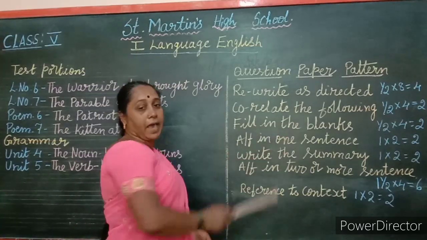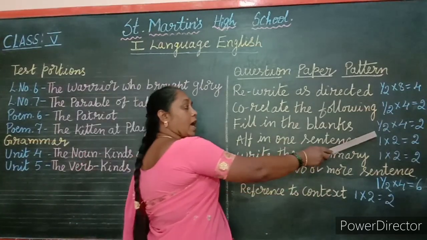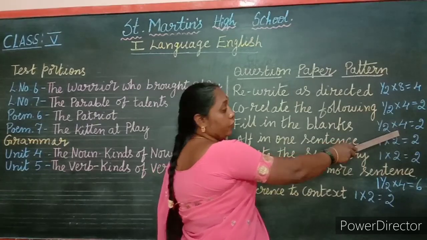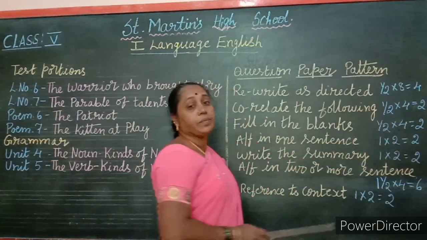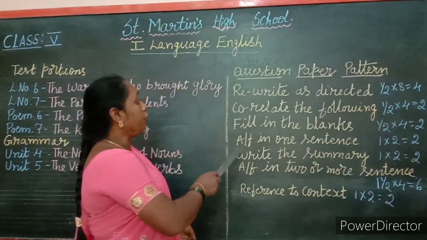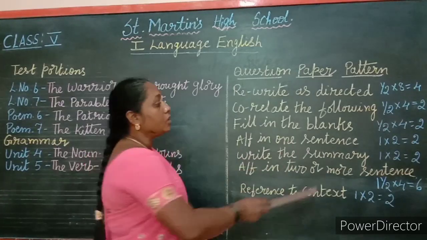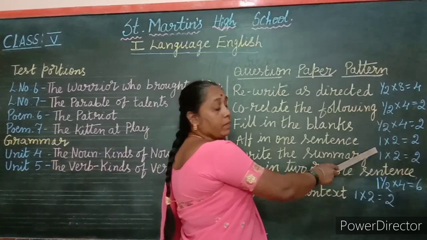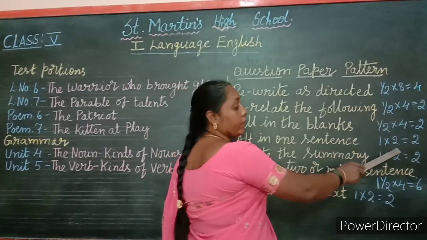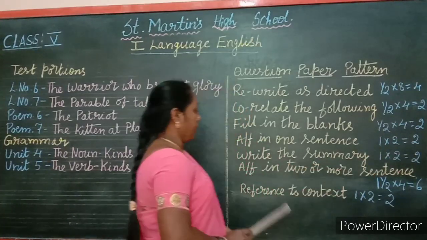Third main, fill in the blanks. Each question carries half mark. Number of questions are 4. Altogether, third main carries 2 marks. Fourth main, answer the following in one sentence. So each question will carry 1 mark. 2 questions will be there, altogether you get 2 marks there.